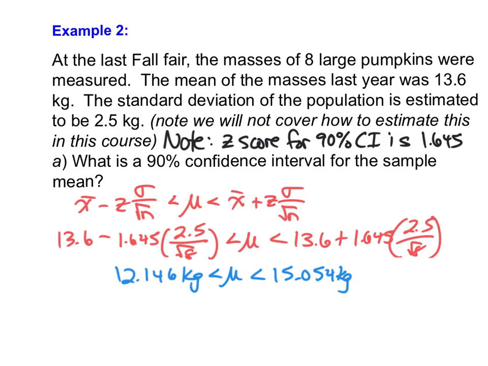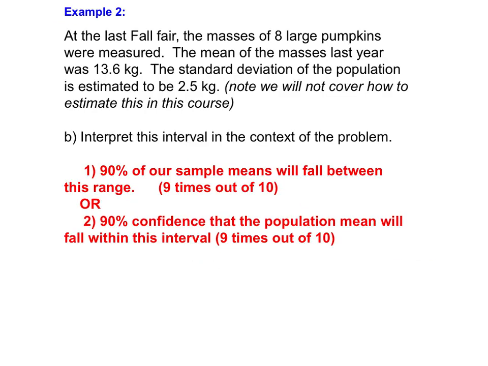So you can see that our confidence interval range is that our pumpkins will be between 12.1 kilograms and 15.1 kilograms with a 90% confidence interval. So what does that mean? 90% of the time, or 9 times out of 10, our range is going to be between 12.1 kilograms and 15.1 kilograms.